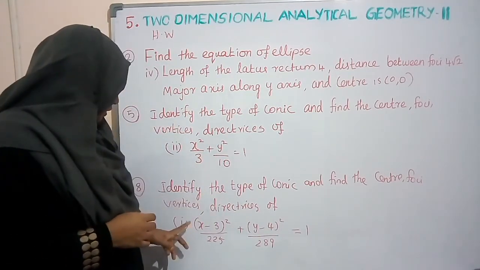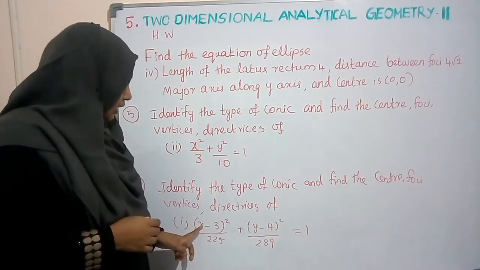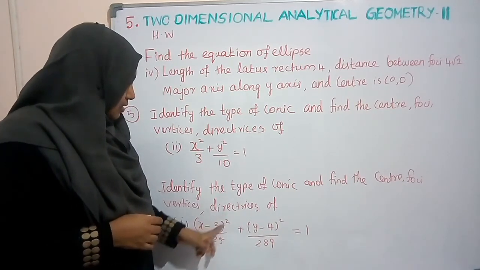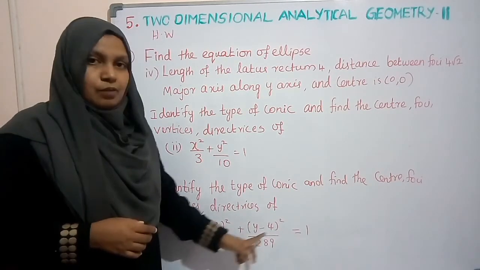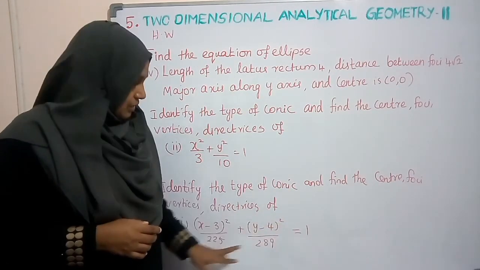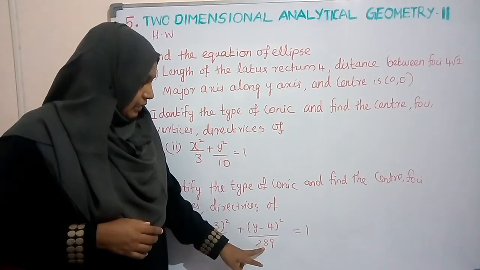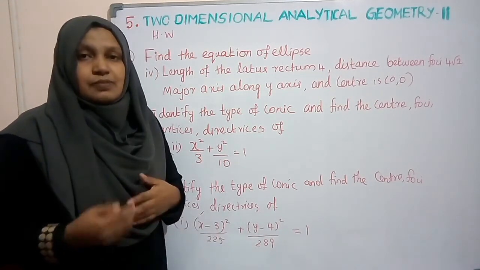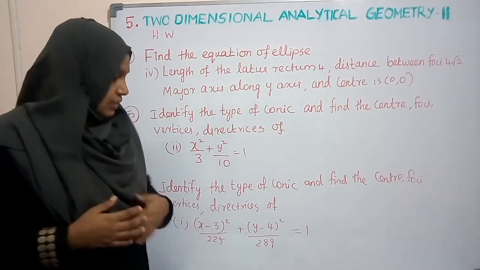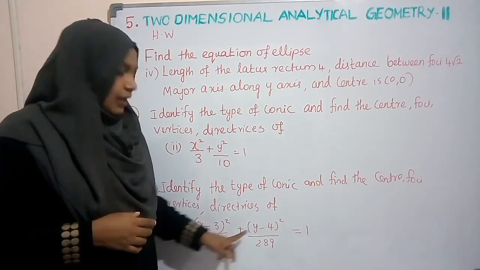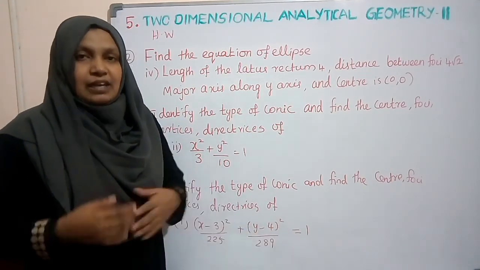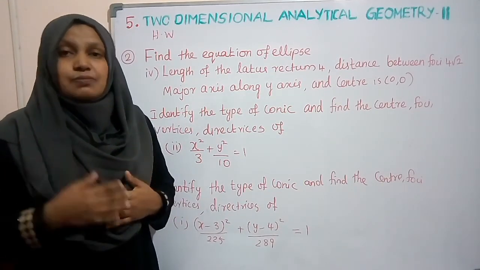But in subdivision 1 of the 8th question, it is of the form (x minus h) the whole square by 225, that is a square or b square. You should identify the type. See, the greater value is on the second term. So, which is first type or second type, that you should decide. And choose h comma k, a square, b square directly from this equation. And find the center, vertices, foci and directrix.